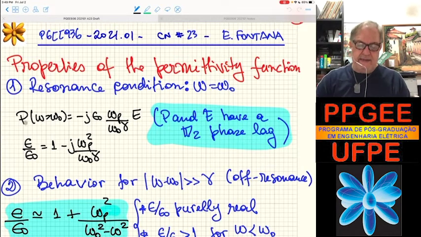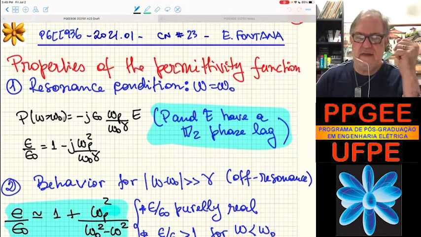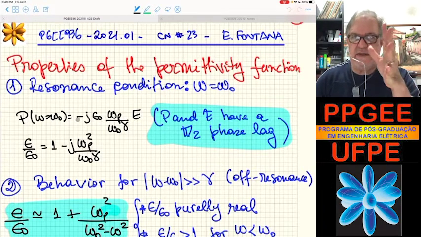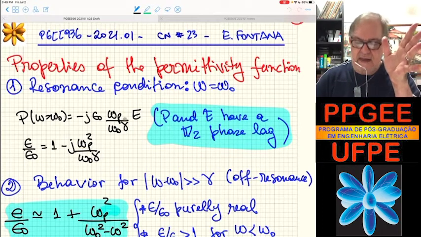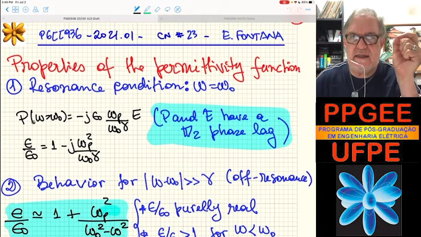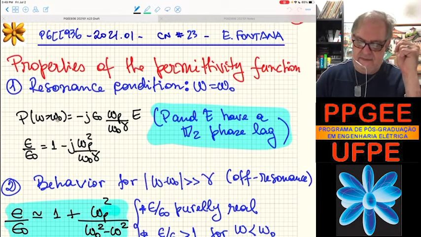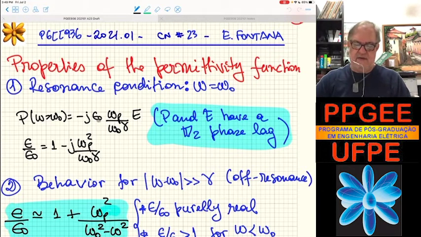Recall that P is the coordinate. P is proportional to the dipole moment, which is proportional to the displacement of the electron. So when the field is maximum, the displacement is minimum, is 0, let's say. So if we apply the field, the resonance occurs when the applied field is at the point of maximum velocity of the electron, right? So that's the meaning of that.